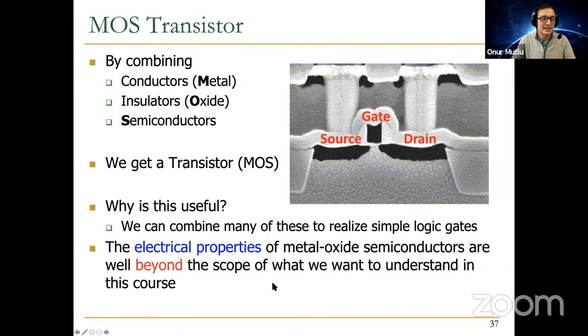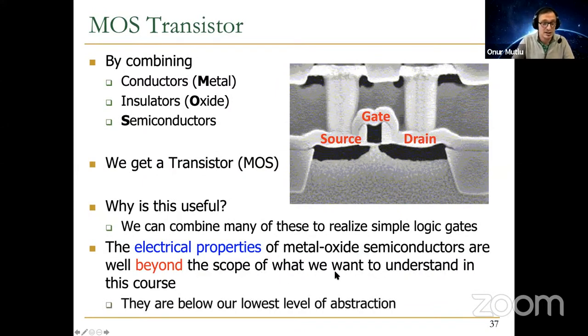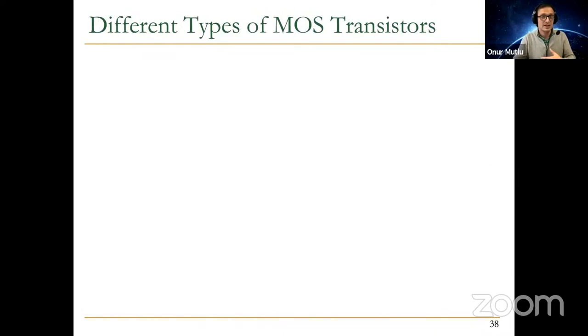So as I mentioned, the electrical properties of metal oxide semiconductors are well beyond the scope of what we want to understand in this course. They're below, in another view, they're below our lowest level of abstraction. Our lowest level of abstraction is really logic. We don't go into the devices in this course. So let's take a look at how we abstract these MOS transistors.